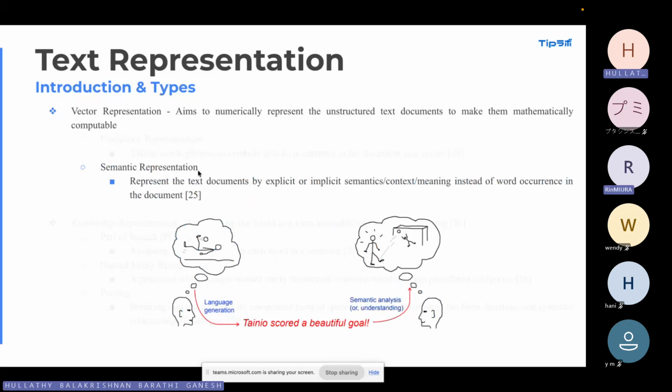The semantic representation means mapping a text to a sequence of numbers which reflects the context. Consider this scenario: your friend is calling you and describing the match they saw. They're explaining that Tanio scored a beautiful goal. When you close your eyes and hear this sentence, you get a visual perspective inside your brain, right? That is basically the semantic or the context. So how are we going to represent this context as a sequence of numbers? Those methods come under semantic representation.